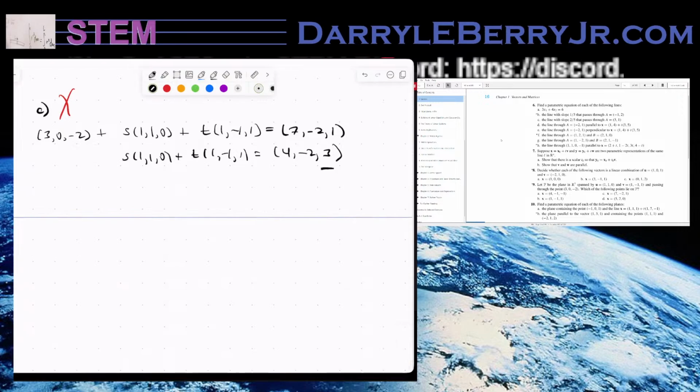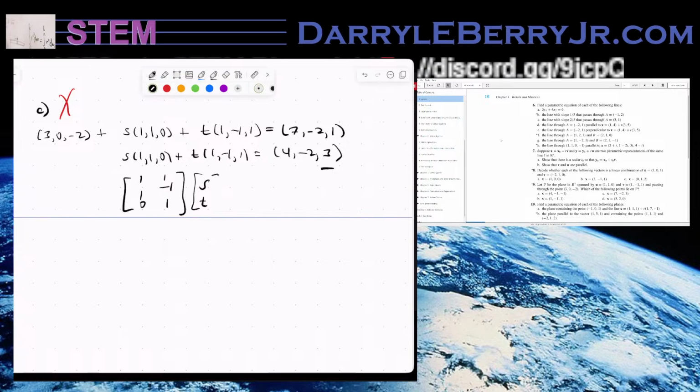So basically this is the same as 1, 1, 0, 1, negative 1, 1, times s, t equals 4, negative 2, 3. So let's put that in matrix form.